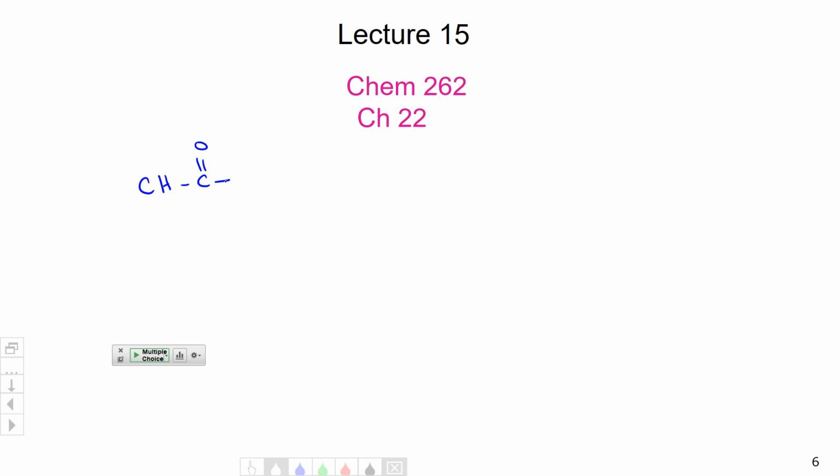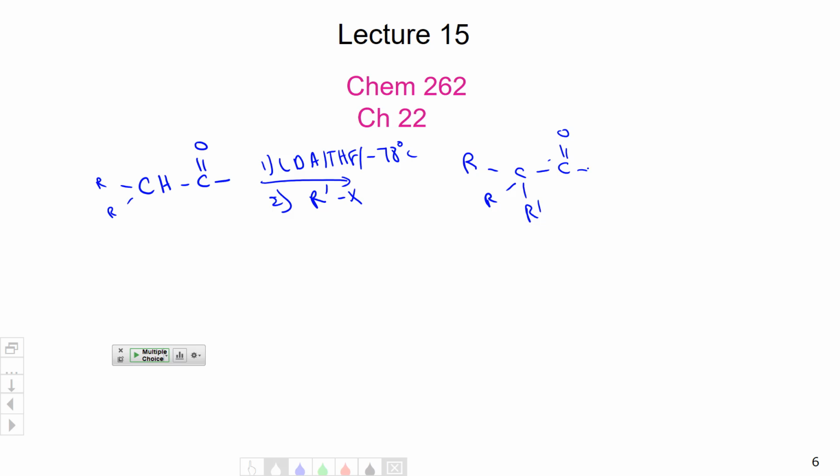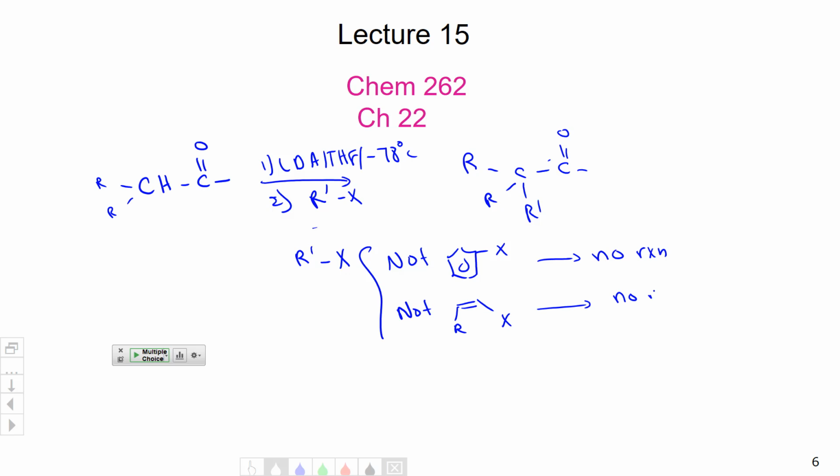So let's say I have this in here, and then we added as a first step LDA-THF minus 78 Celsius, followed by the R prime X. We ended up with the R prime on the alpha carbon, as long as the R prime X is not phenyl. If it is a phenyl, no reaction. If it is a vinyl, it will be no reaction.